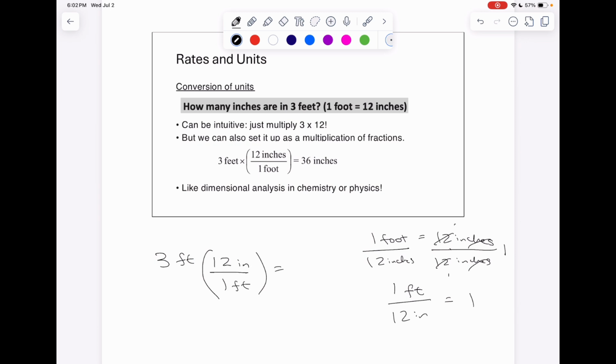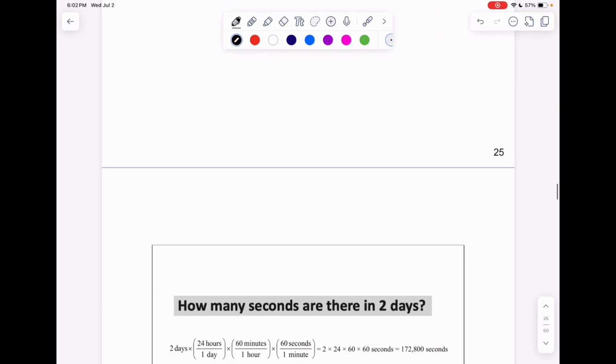So again, if I multiply the numerators together, I'll get 36 feet inches, if I bring my units along with me, over 1 foot. The feet will cancel each other out, and I'll be left with my value, but now in inches. So it's almost like a little hack to help you track your work and know what you should do next. So let's look at some more of these.